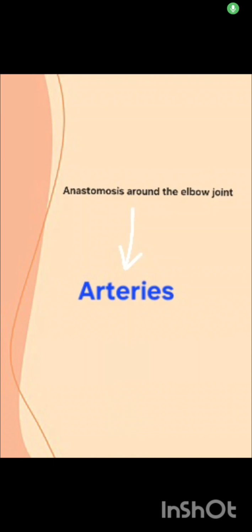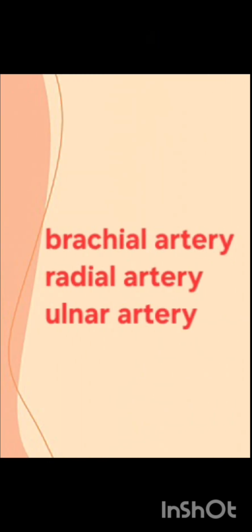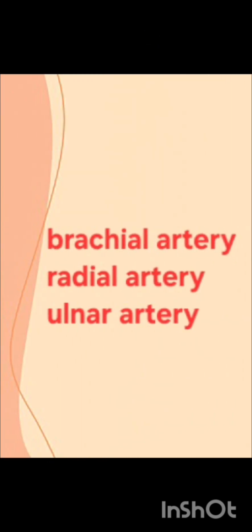To see about the anastomosis around the elbow joint. So, in this video, we are going to see about the arteries and its branches which are involved in this anastomosis. So, the arteries which are involved in the anastomosis are brachial artery, radial artery, and ulnar artery.